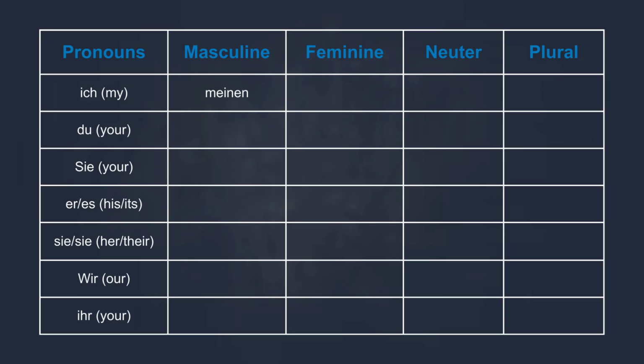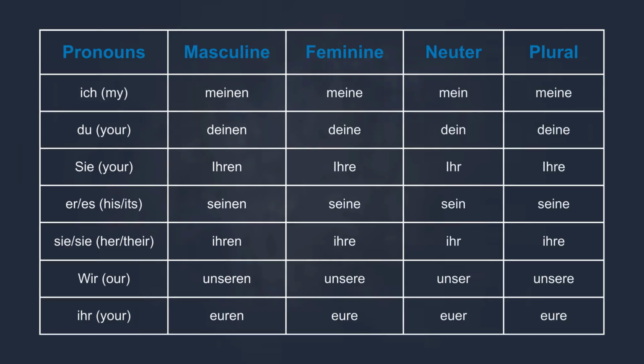For ich, mein becomes meinen. Informal du, dein becomes deinen. Formal Sie, Ihr becomes Ihren. Er, sein becomes seinen. Sie, ihr becomes ihren. Wir, unser becomes unseren. Ihr, euer becomes euren. And the rest are the same as nominative.